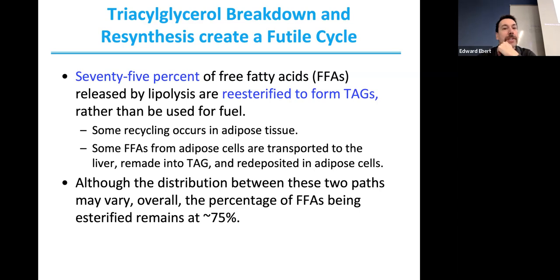Triacylglycerol breakdown and resynthesis create a futile cycle. For much of this course, I've talked about how we want to separate these two processes. I just talked about fatty acid oxidation in the mitochondria and fatty acid synthesis in the cytosol, so we avoid a futile cycle. Well, you go into the adipocyte, and we have a futile cycle. 75% of the free fatty acids that are released by lipolysis in the adipocytes are immediately reesterified to make triacylglycerols rather than used for fuel. So we basically cut off a piece. It's like, do I need it? Nope, not yet. Put it back on.